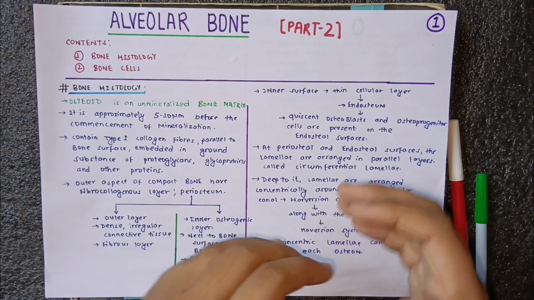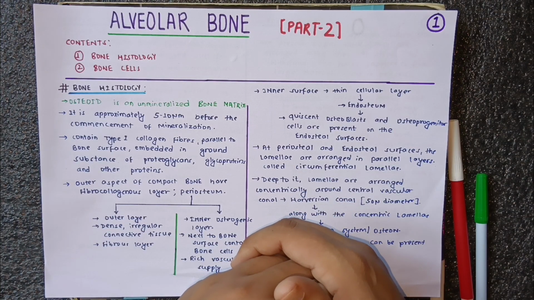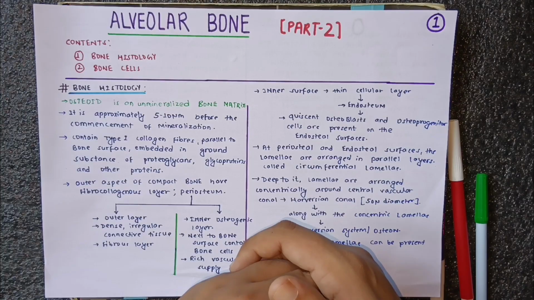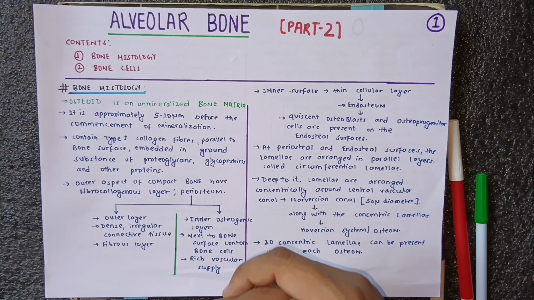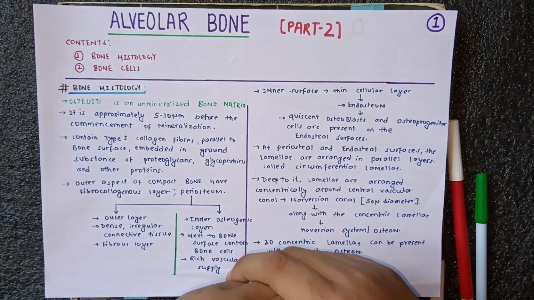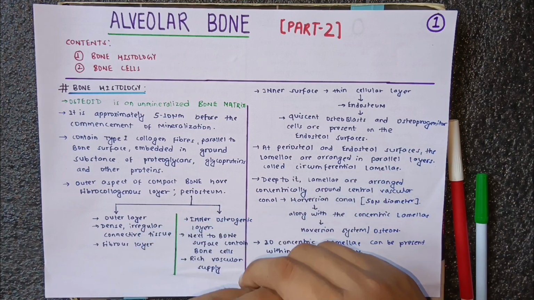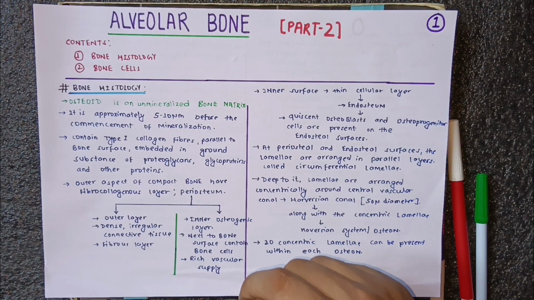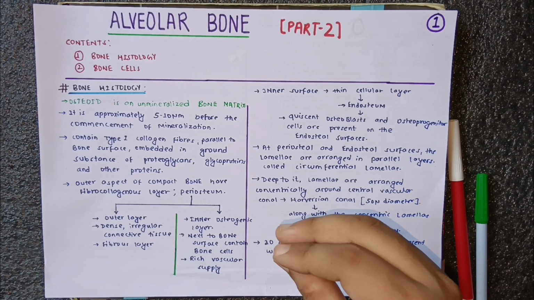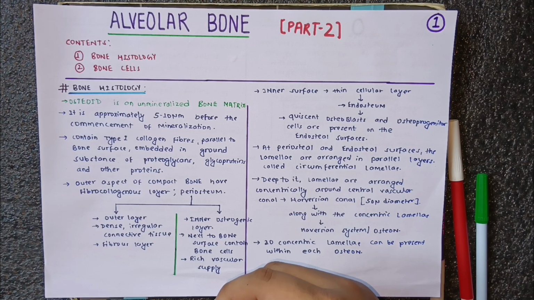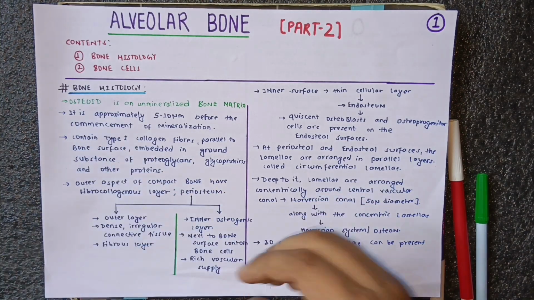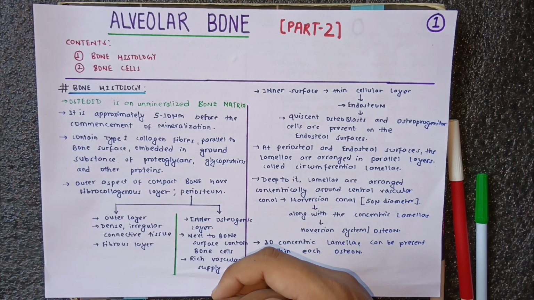So this is part 2 of the alveolar bone video, and in this video we will be discussing bone histology and the bone cells. We will discuss the general histology of the bone. I think you have studied this in your general anatomy and general histology too, but we will discuss it a little here, and after that we will discuss the bone cells in detail. This is important, sometimes they can ask you in short notes. So without delaying much, let's start today's video.